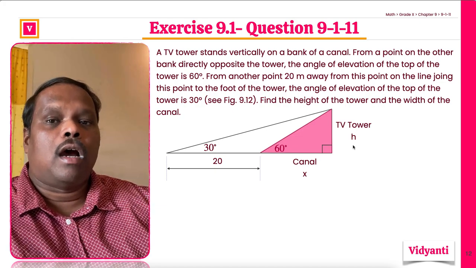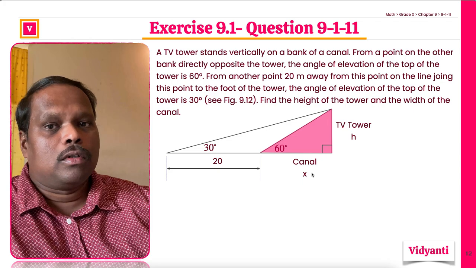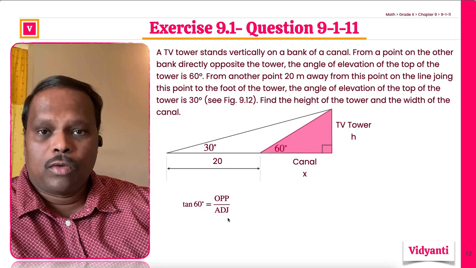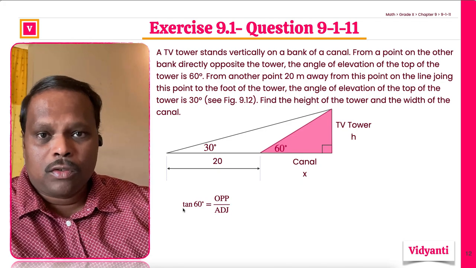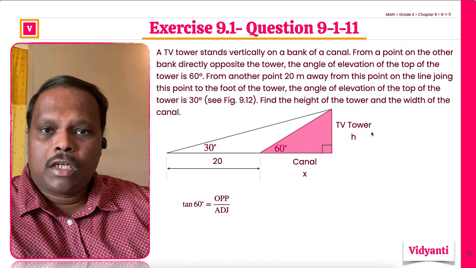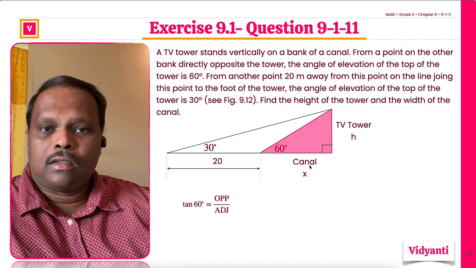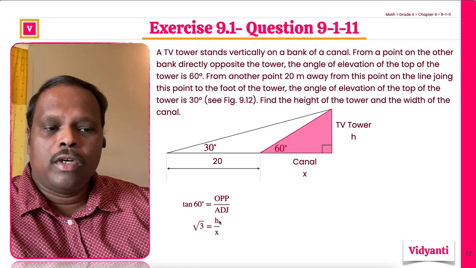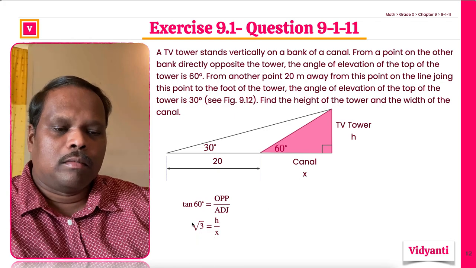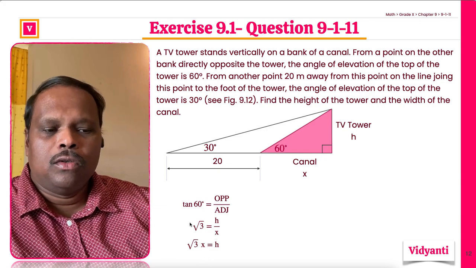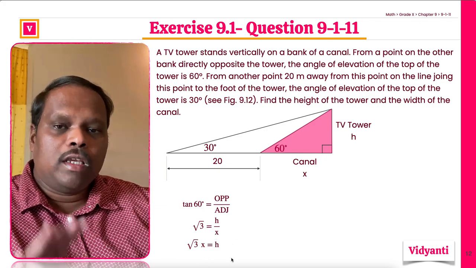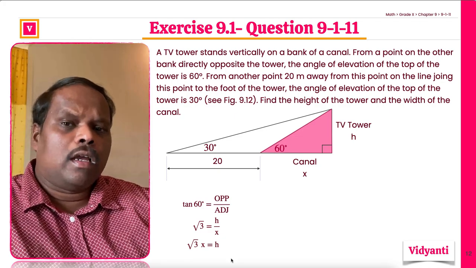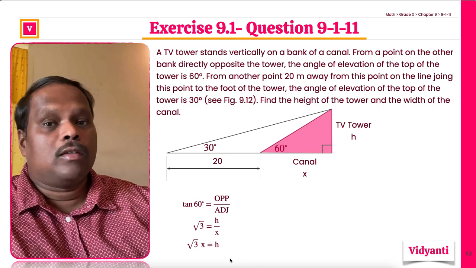We are correlating opposite with adjacent, so we are going to use the tangent trigonometric ratio. We are going to write tan 60 is opposite over adjacent. In this case, tan 60 is √3, a standard value. Opposite is the TV tower H and adjacent is the width of the canal, let's say X. So you'll get the expression √3 equals H divided by X. By cross multiplication, we'll get H equals √3X. Now, we'll keep this as it is for the time being. We are going to revisit this equation once we get more information from the analysis of the bigger triangle.